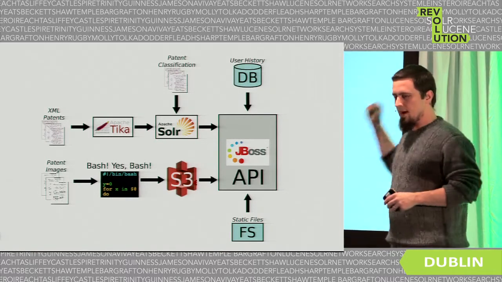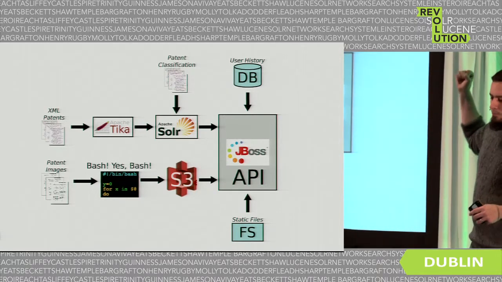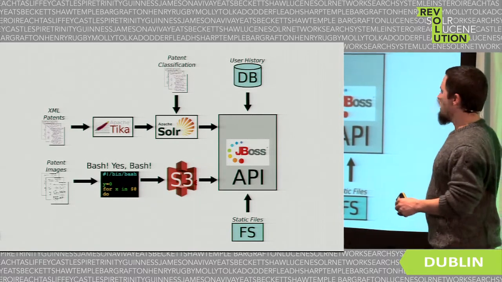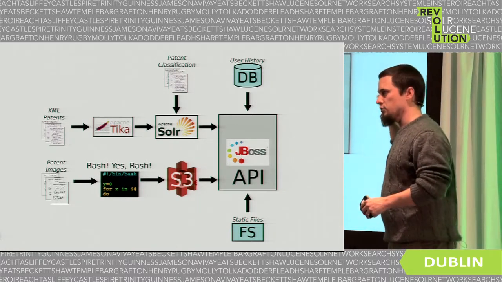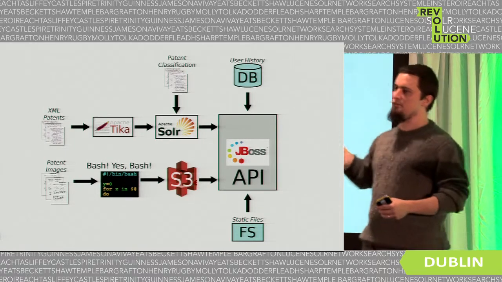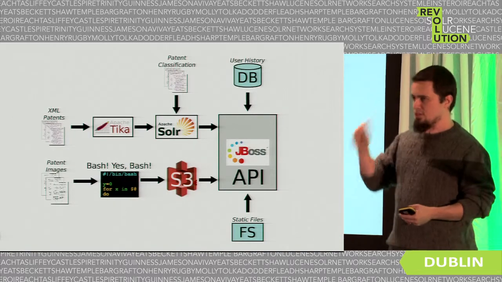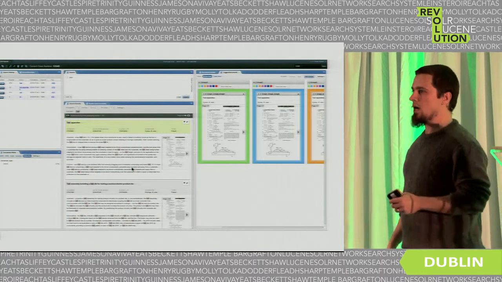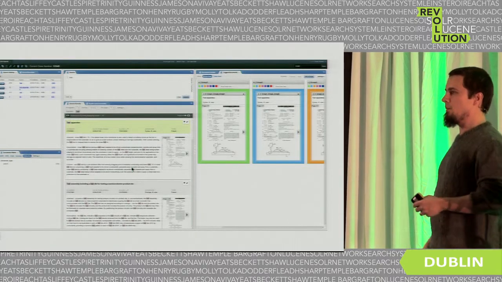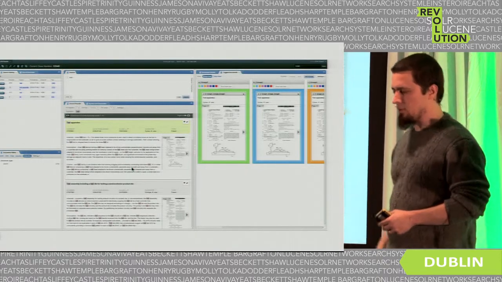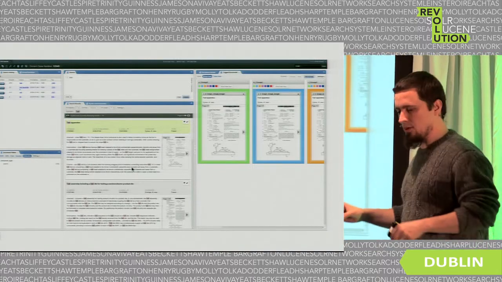All this is bound together by our JBoss API, which not only talks to Solr and not only talks to our image server, S3, but also uses a database to track user history as they search through stuff, and also serves a few static files. Now, the static files themselves are the app. So we went gung-ho with this whole JavaScript-based web app approach that's becoming more and more popular now. And I can't quite remember the name of the JavaScript library. It was not my part of the project.